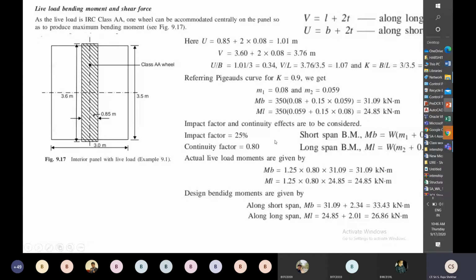Why? Because this is a live load. For the live load we need to multiply the impact factor. For an IRC Class A vehicle, when the span is less than 5 meters, we consider the impact factor as 25%. This is according to IRC 6. Then we need to multiply the continuity factor. Why? Because this is a continuous slab with many panels. This is not a single simply supported panel, this is a continuous panel.